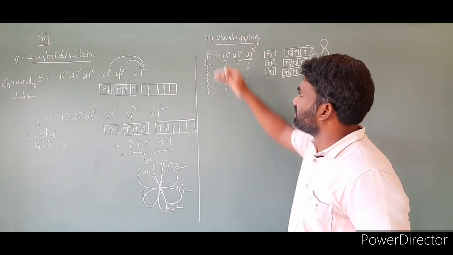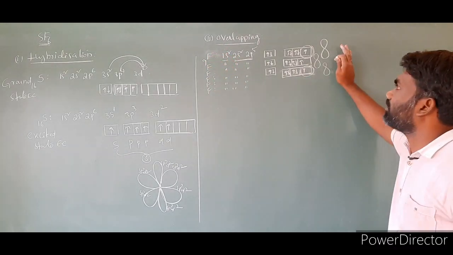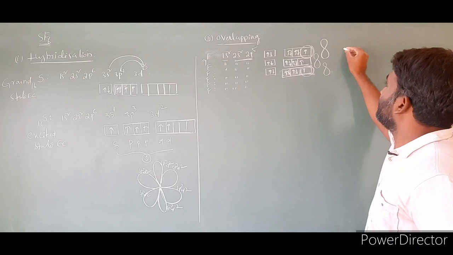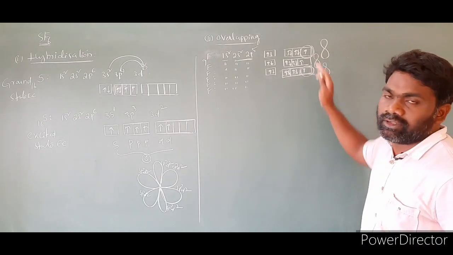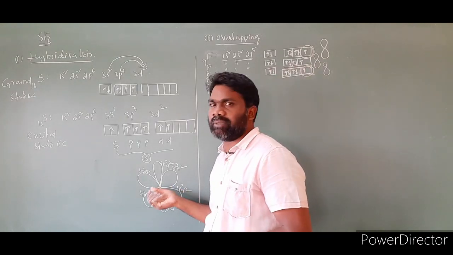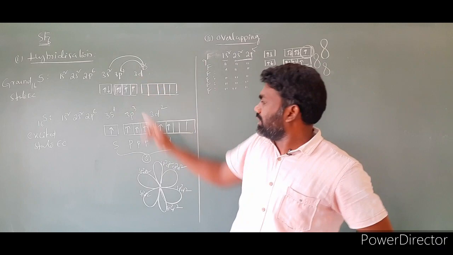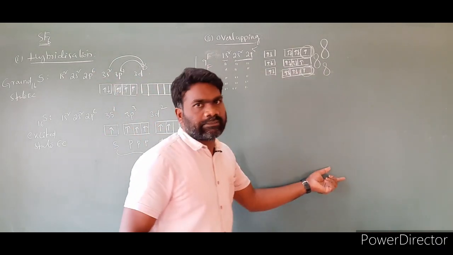So like that we have to take all the fluorines. How many fluorines do we have in total? 6: 1, 2, 3, 4, 5, 6. So we have to take a total of 6 orbitals. The 6 p orbitals from the fluorine we have to overlap with the 6 sp3d2 hybrid orbitals of sulfur. Then we will get the structure of SF6.